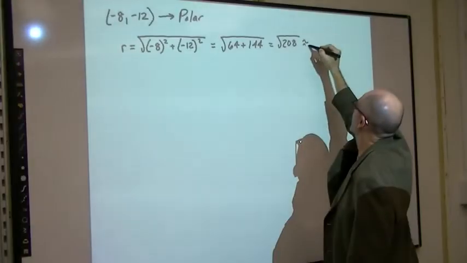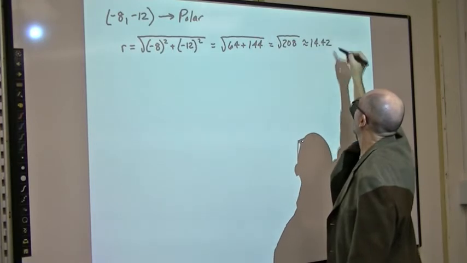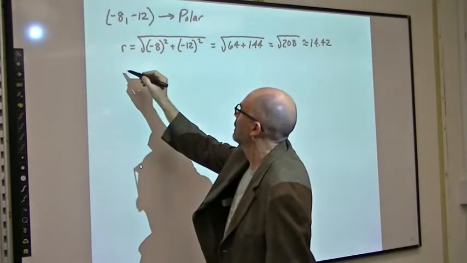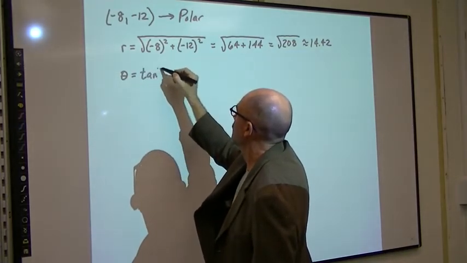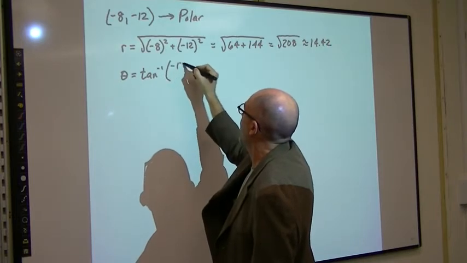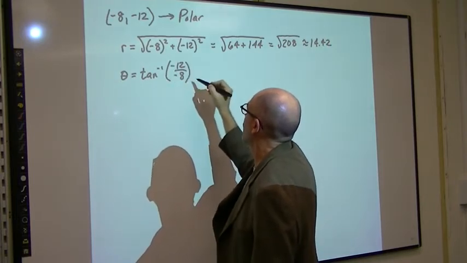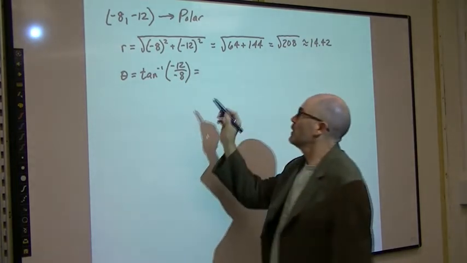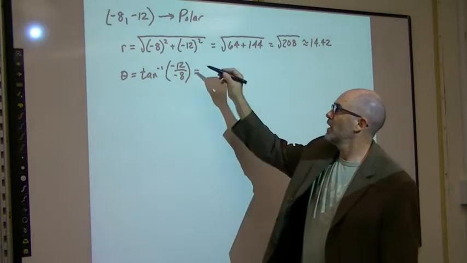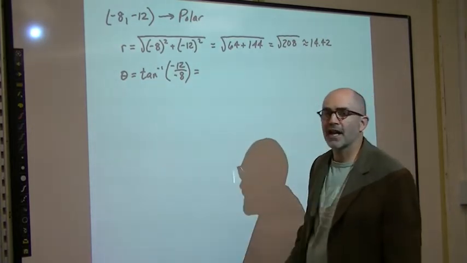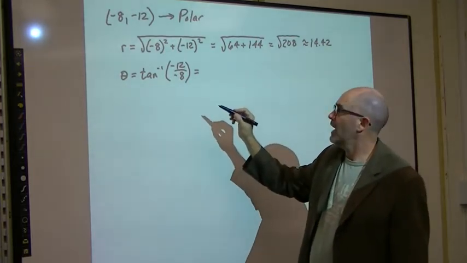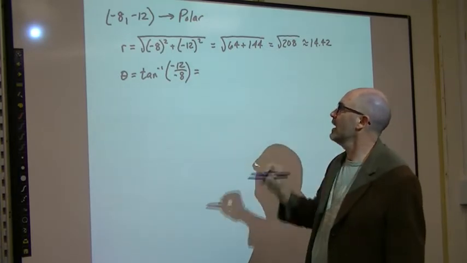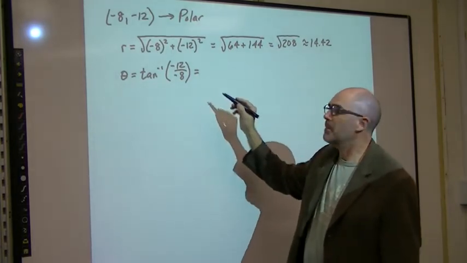Which is approximately 14.42. Okay, now theta is inverse tangent of y over x. Now, remember, your calculator doesn't know the difference between 12 over 8 and negative 12 over negative 8. So, remember, we're down and left here. And so that means we're in the third quadrant.